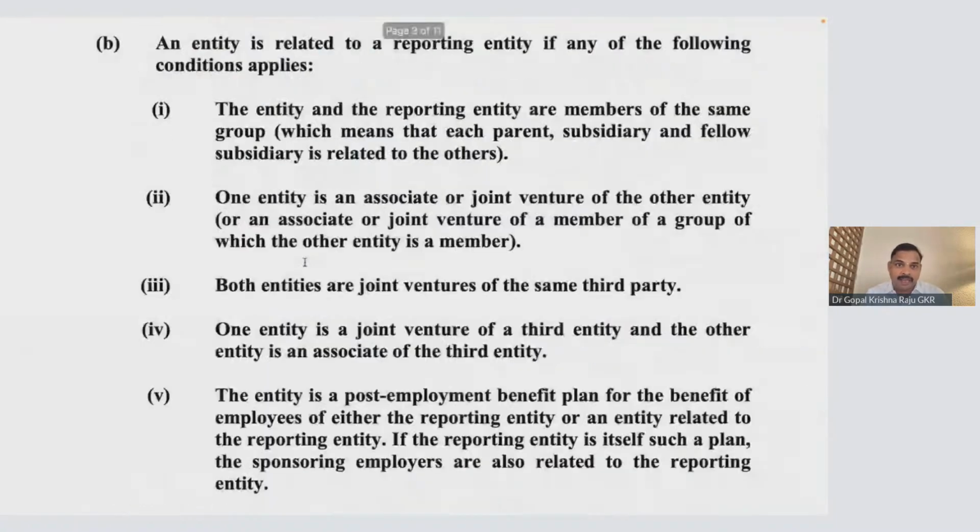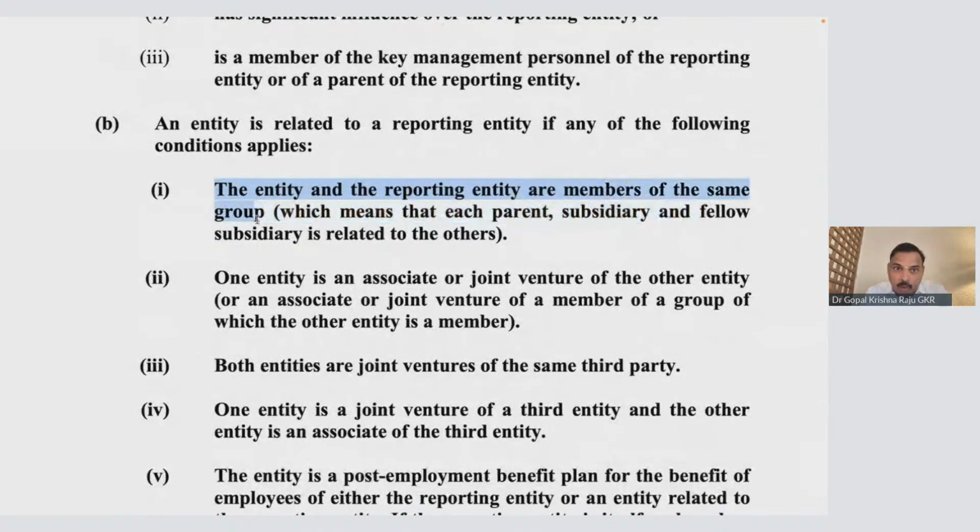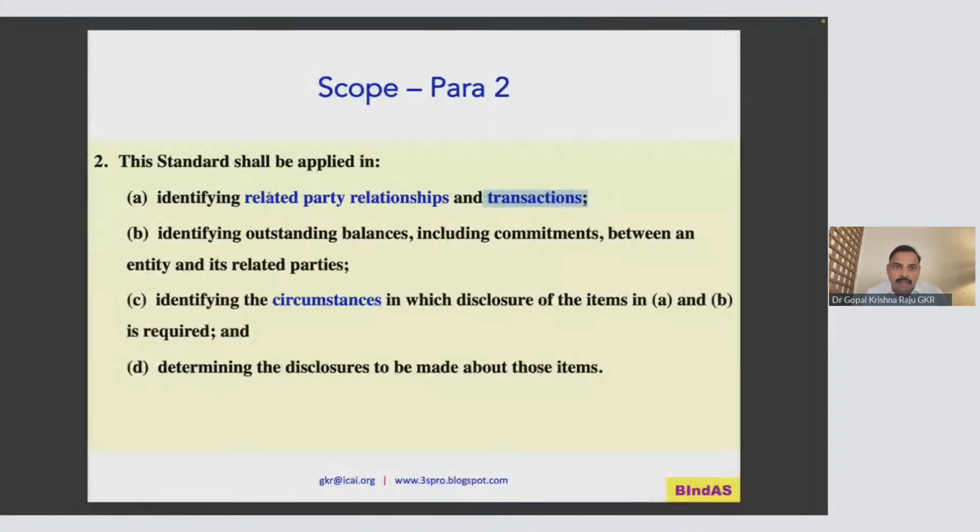Please look at this terminology. An entity and the reporting entity are members of the same group, which means parent, subsidiary, fellow subsidiary. Fellow subsidiary means two subsidiaries. So B and C are subsidiaries of A. So B and C are brothers, or B and C are sisters. So it's called fellow subsidiary. That means same parent. Okay. So entity and reporting entity are members of the same group. Okay, good. So now, related party relationships, transactions, outstanding balances, closing balance, including commitments, meaning guarantees given, between an entity and a related party.